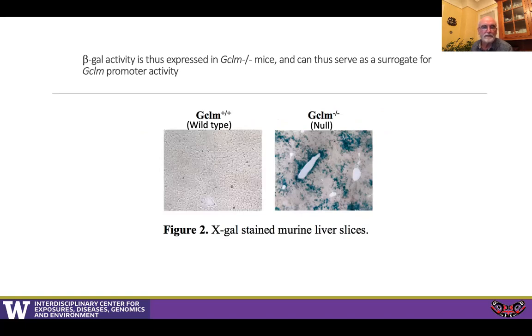These are micrographs of liver taken from the wild type mice on the left and the GCLM null mice on the right. You can see when stained with this beta-galactosidase substrate called X-gal that the null mice show this strong positive reaction, indicating beta-galactosidase activity and/or GCLM promoter activity in the various cells in that liver.